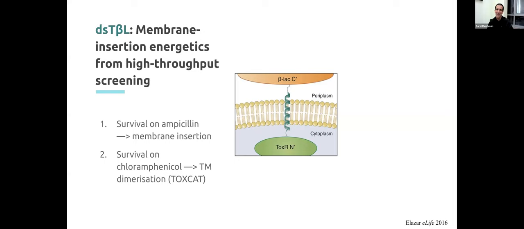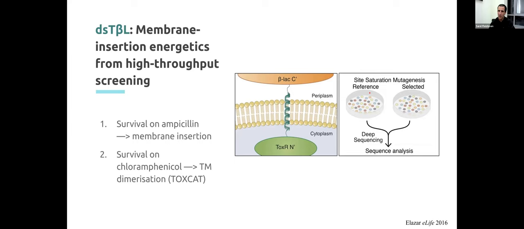So with these two probes, we have access to two of the most important aspects of transmembrane protein design, insertion into the membrane and self-association. And we used, again, as I mentioned earlier, high throughput screening of this. We engineered essentially every point mutation across the TMD and screened it on ampicillin and chloramphenicol containing plates and used deep sequencing in order to monitor the levels of each mutant in the surviving library.